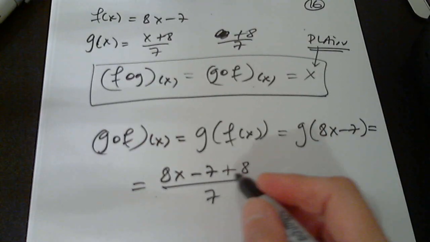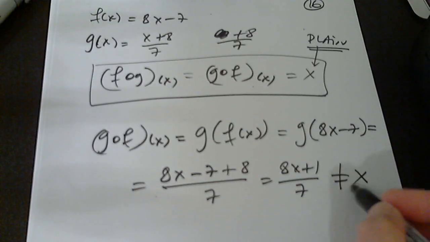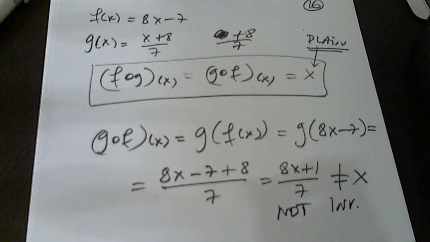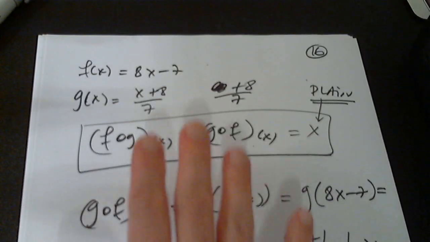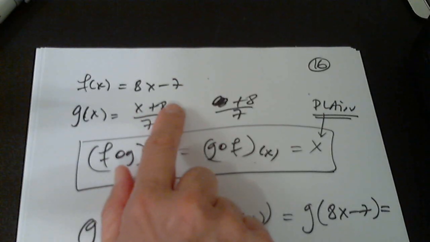Do not try to simplify. So this is 8x plus 1 over 7. It does not equal x. No, not inverses. Now, let's make sure that I copied this correctly before you enter the answer. Is it 8x minus 7?